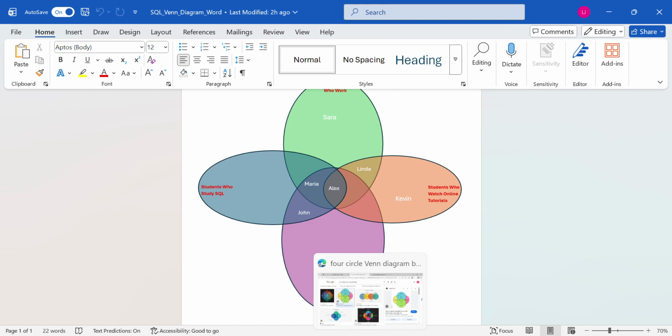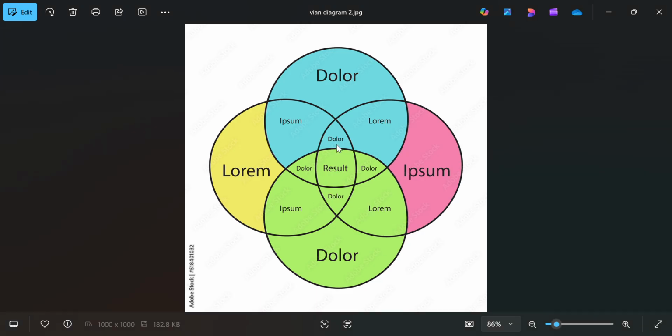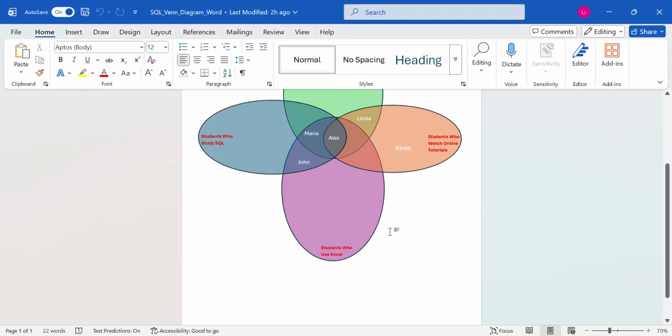So let's look at the one I found online. A good example is the ism also, but it seems like we don't really have a good example of that here because I believe the ism, the lorem and other are the placeholders for this Venn diagram. So we don't really have a good example of that. But let's continue from where we started.